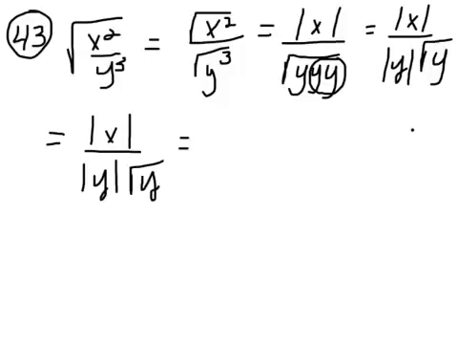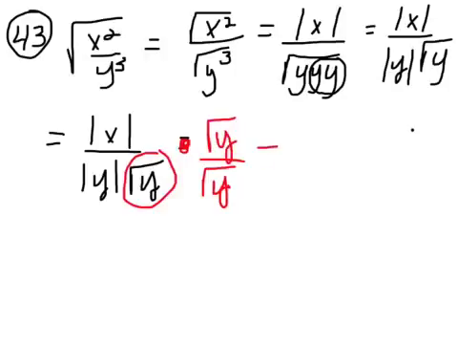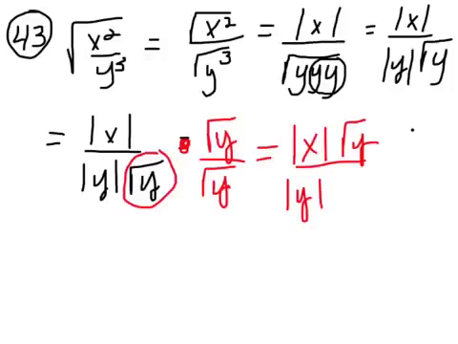Now, I want to get rid of that radical in the denominator. So I'm going to multiply. I need another square root of y, because I want to get rid of this square root, okay? So if I do it to the denominator, I've got to do it to the numerator. Now, on the top, what I have is the absolute value of x times the square root of y. On the bottom, I have the absolute value of y times the absolute value of y again.